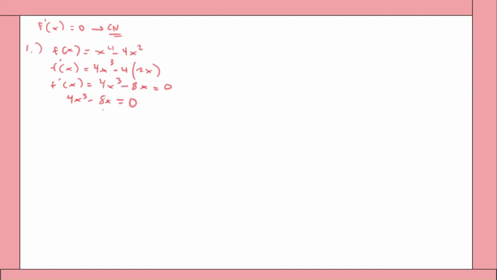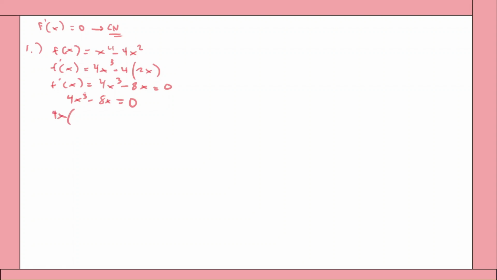So what can we do to get each x basically set to 0? So usually you'll have to factor something. So before we factor, though, can we take something out? It looks like we can. We can take out an x. We can also take out a 4. So we can take out a 4x.